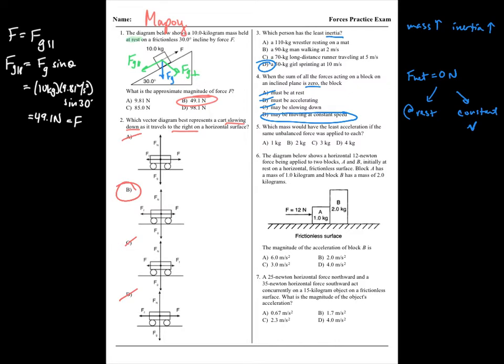Now, number 5. Which mass would have the least acceleration if you apply the same force to each object? So let's imagine you have a mouse and an elephant, and you push them with the same force. So the mouse being lighter is going to have the greatest acceleration versus the elephant being bigger is going to have slower acceleration. So the one with least acceleration is going to be the one with the biggest mass, if you're keeping force constant, keeping the same force.